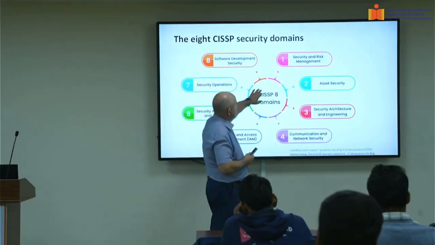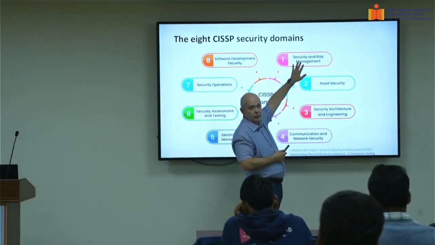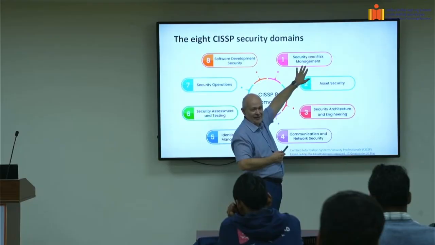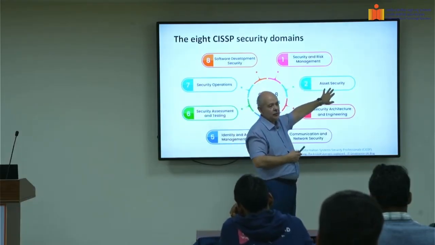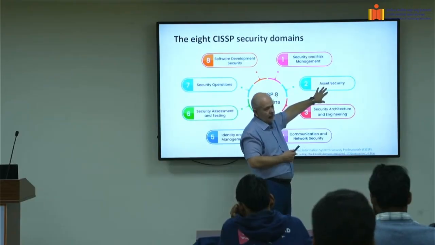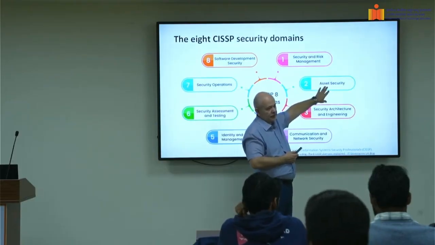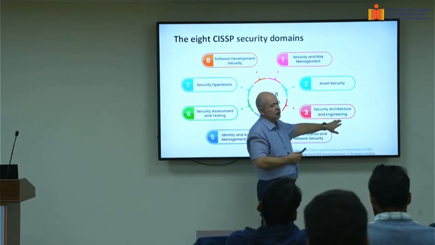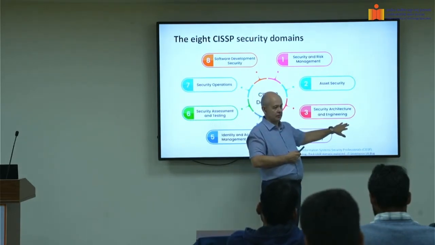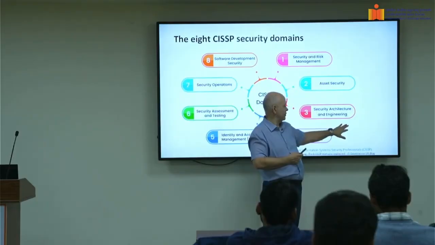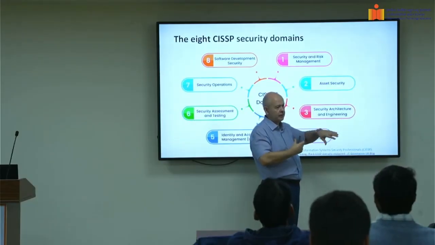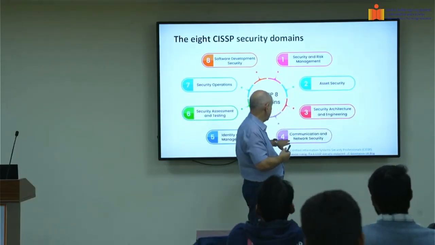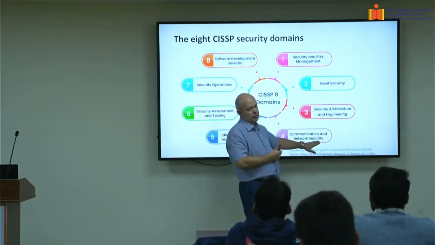Here: security and risk management, which is our next lecture, the second today. Asset security: how to organize protection of different assets. Security architecture and engineering: how to build a secure system, how to program securely. Usually not a lot of programming, but how to combine different elements in the security architecture. Communication and network security.